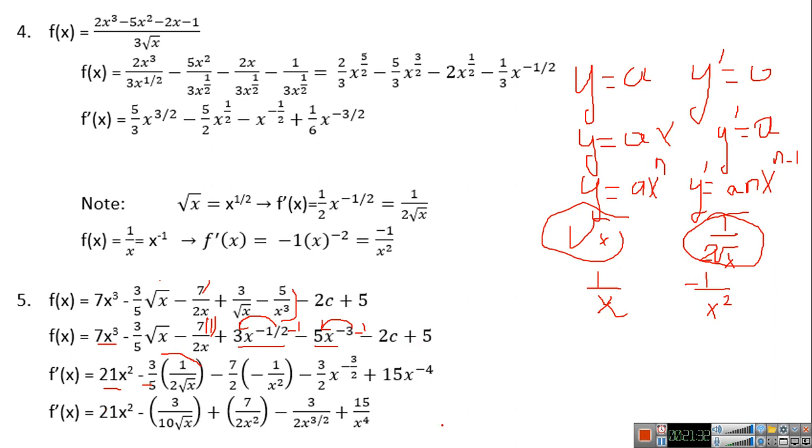So if you want, this is optional, you can write it here as minus 3 over 10 radical x plus 7 over 2x squared. This is optional. You can take the negative to be down if you want, and here you can take it. You can stop here.